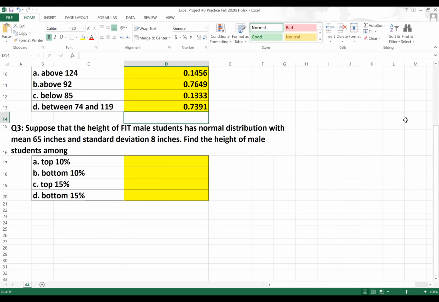Okay, so we have that. Now think about the third case. I'm going to show you how to do it by hand really quickly, and then after that, I'm going to show you how to use Excel because this one is interesting.